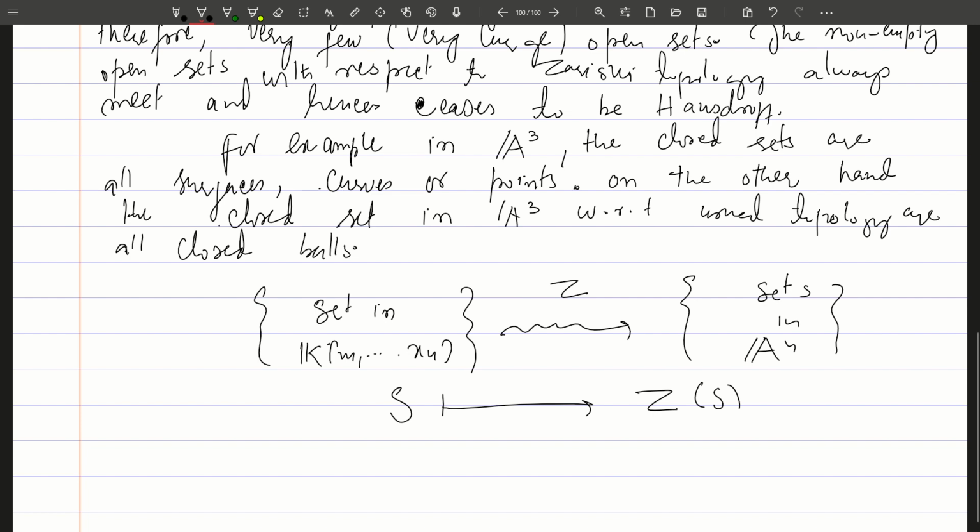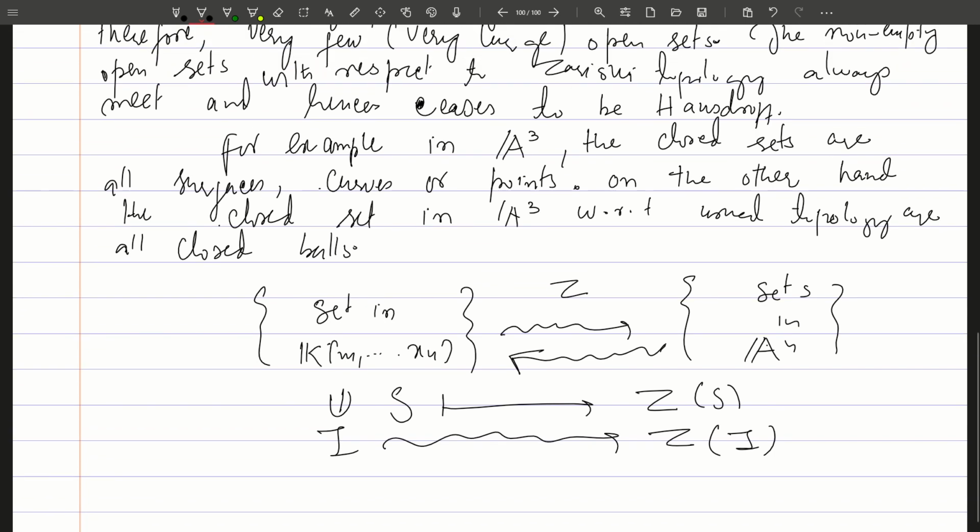Now what we want to do is go the other way. I mean, is there any way to take a set in A^n and to associate an ideal to this set? So we can associate an algebraic set, say Z(I), with any ideal I in this polynomial ring. But in general, there will be many ideals with the same zero set.